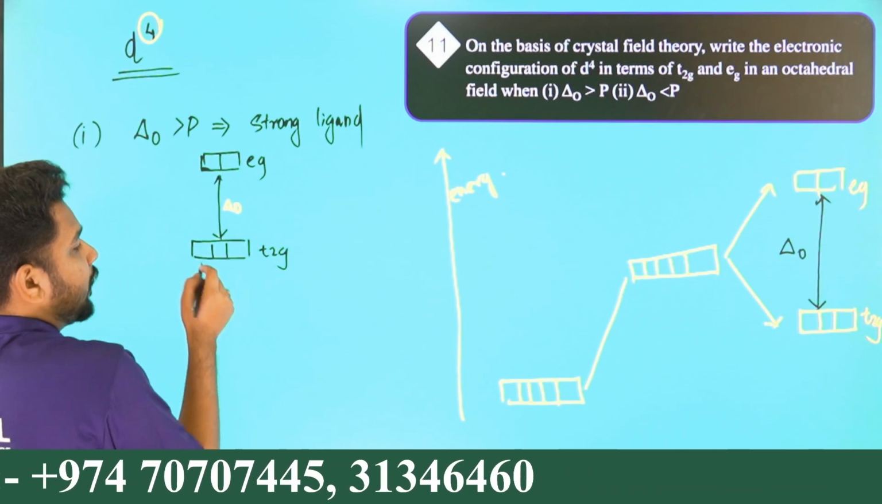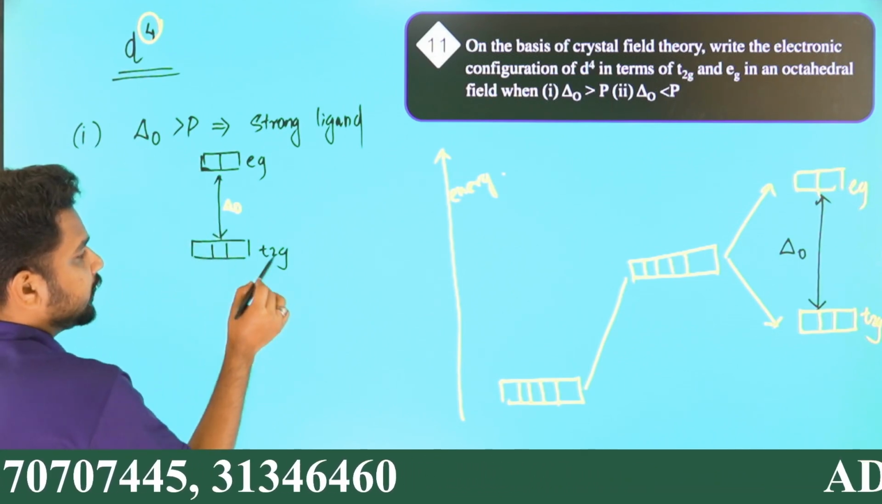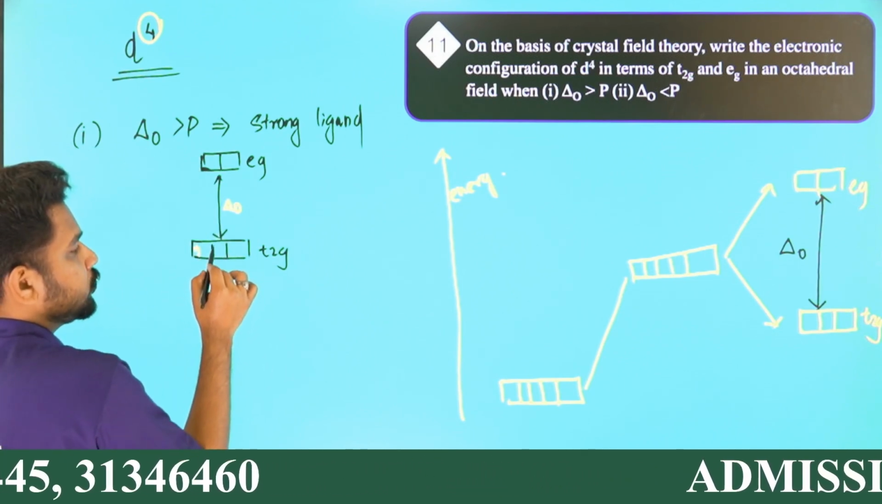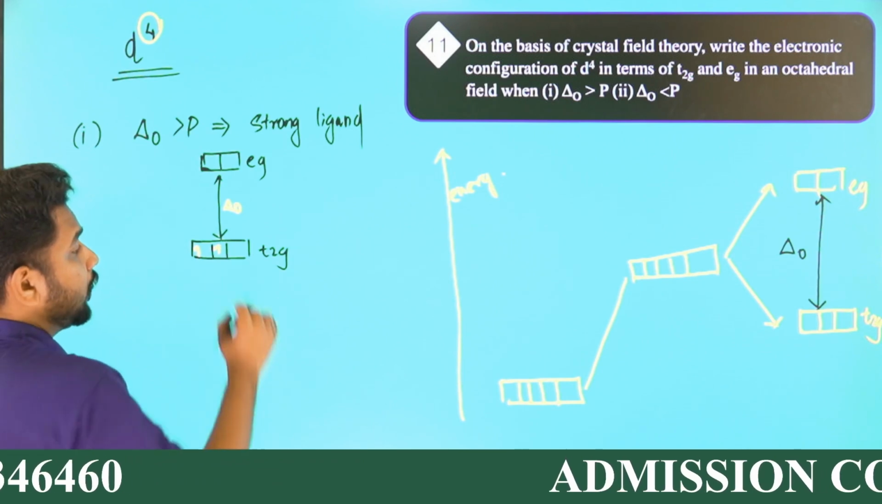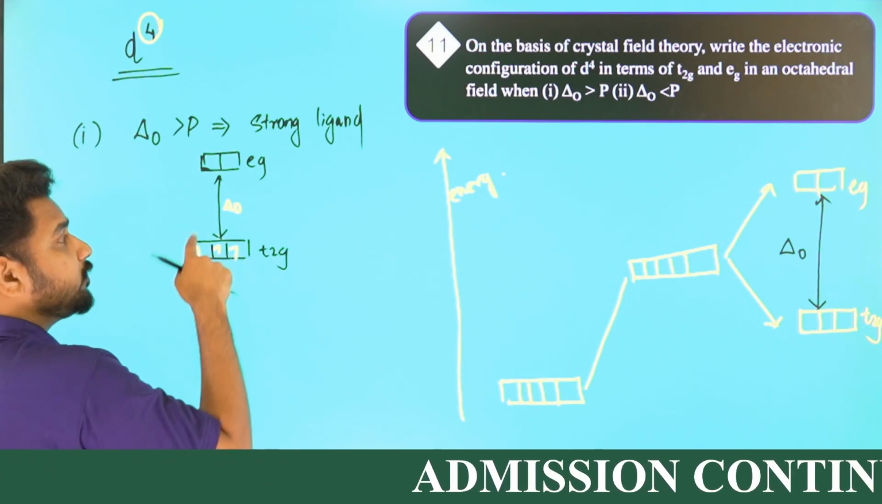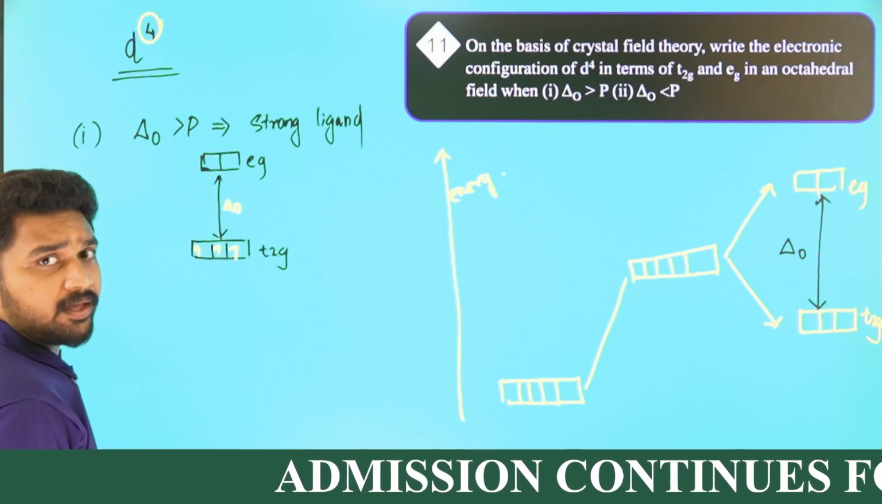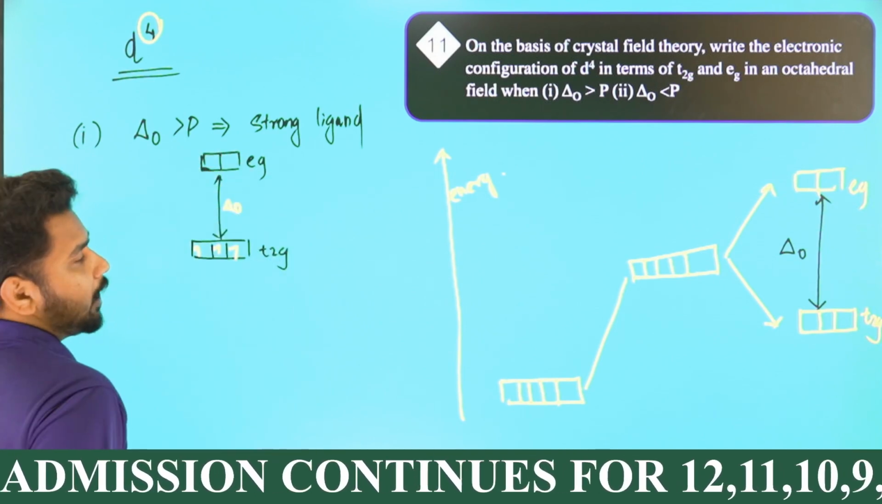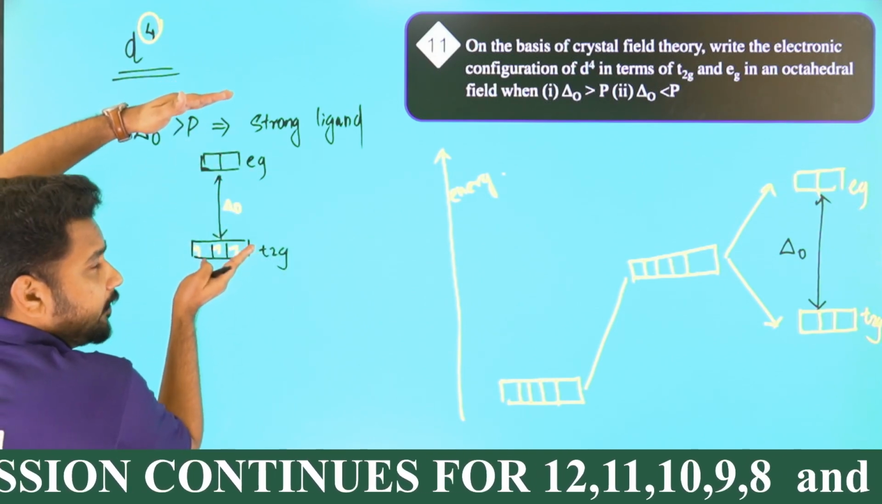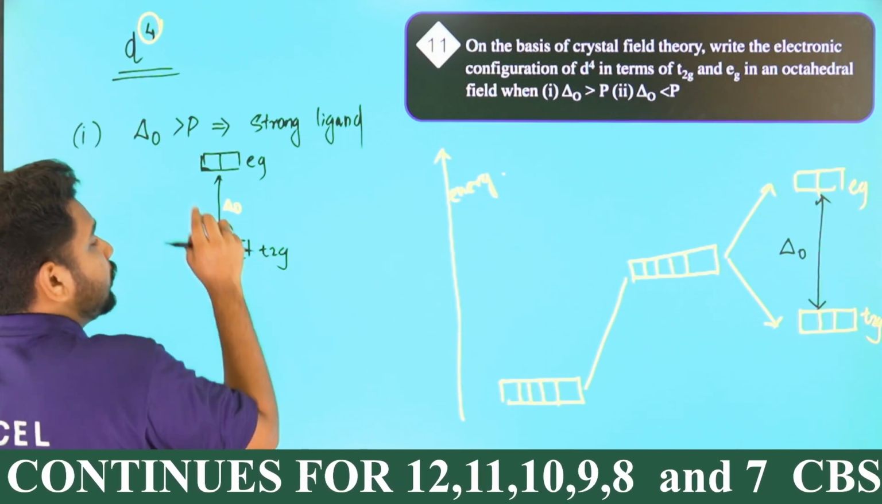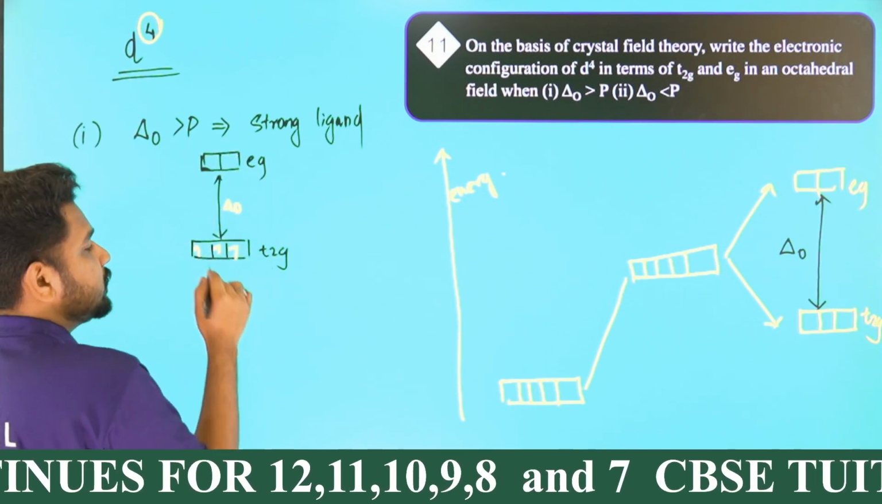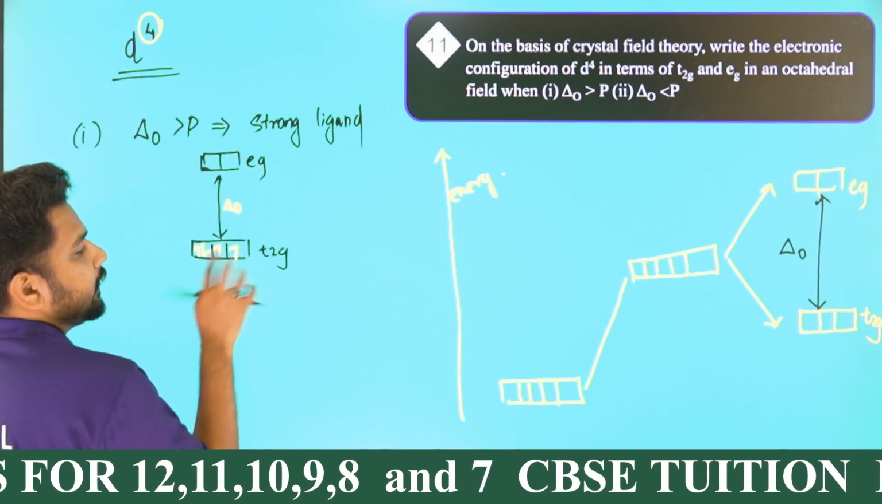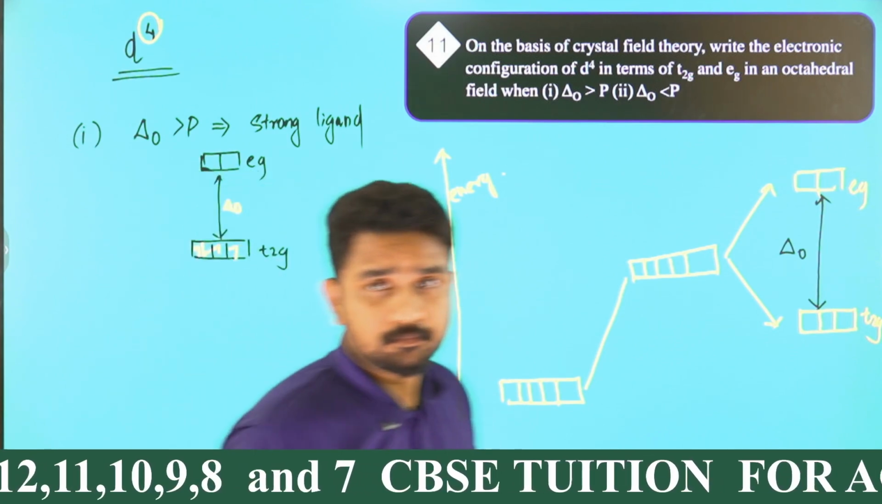You can see 4 electrons can be filled like this: t2g 1, 2, then 3. The 4th electron will not go to the eg. Why? Because for eg, you can see the distance is very high, I mean the energy gap is very high. So the 4th electron will not go to the eg. It will be paired like this in t2g.